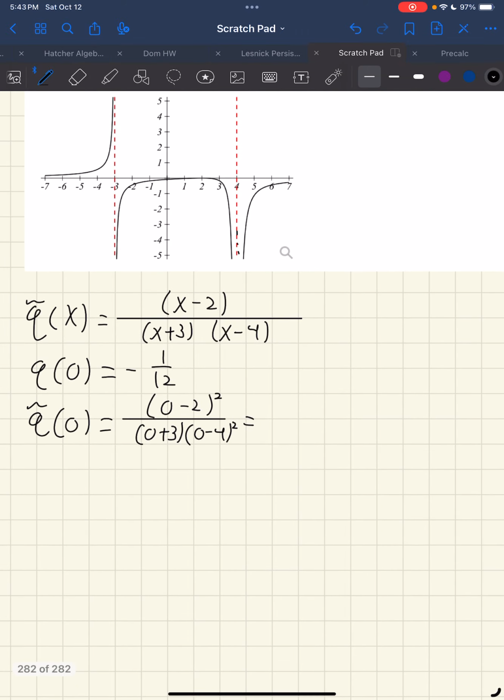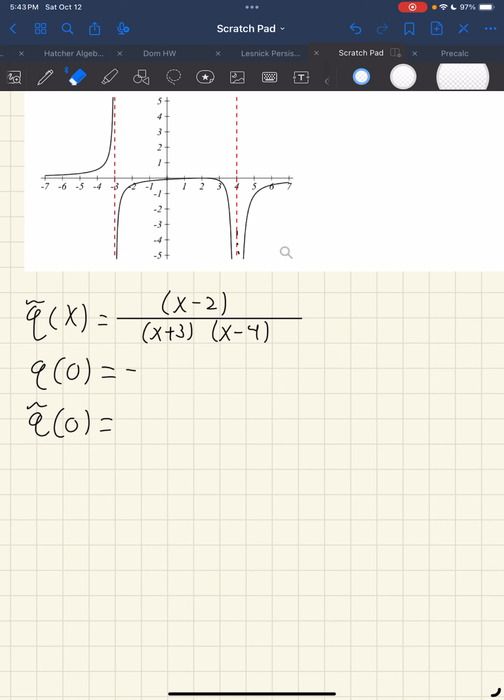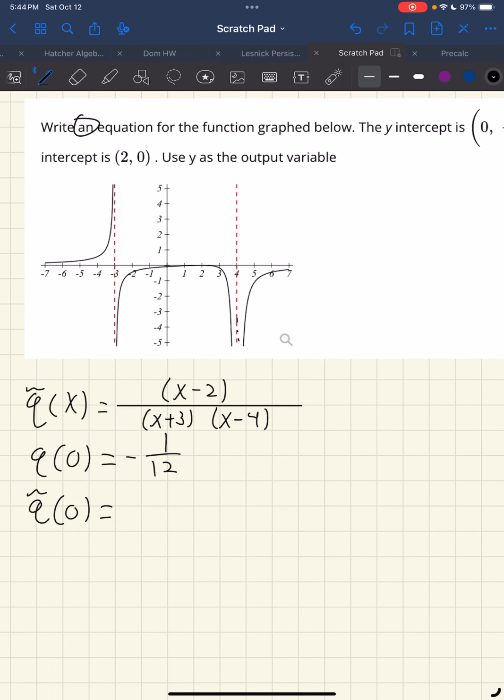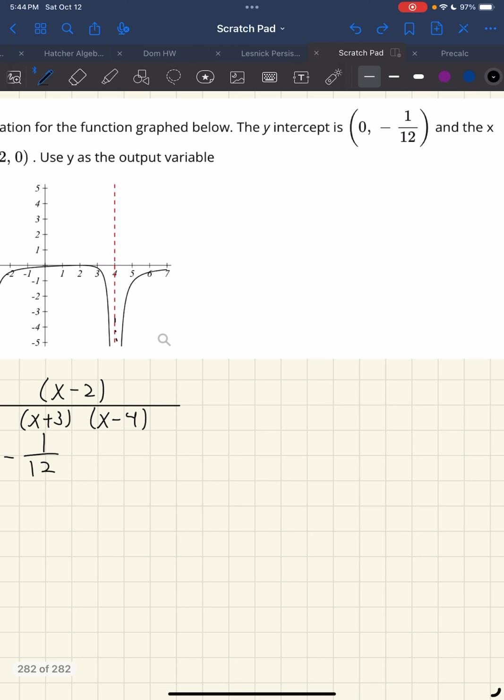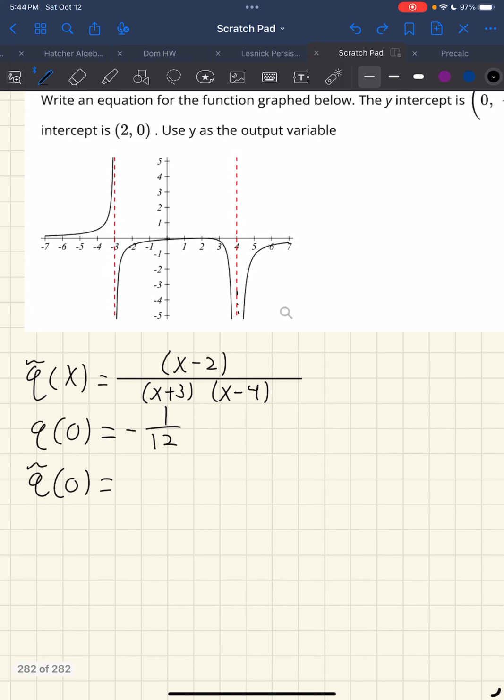So I am squaring these because, let's recap everything. I'm calling this guy q tilde of x, the reason being that I don't know if there are going to be exponents. But I want to start to learn the behavior of this function. And this is also saying write an equation, anything that'll work. But because the y-intercept is -1/12, I need q of 0 to be exactly -1/12.